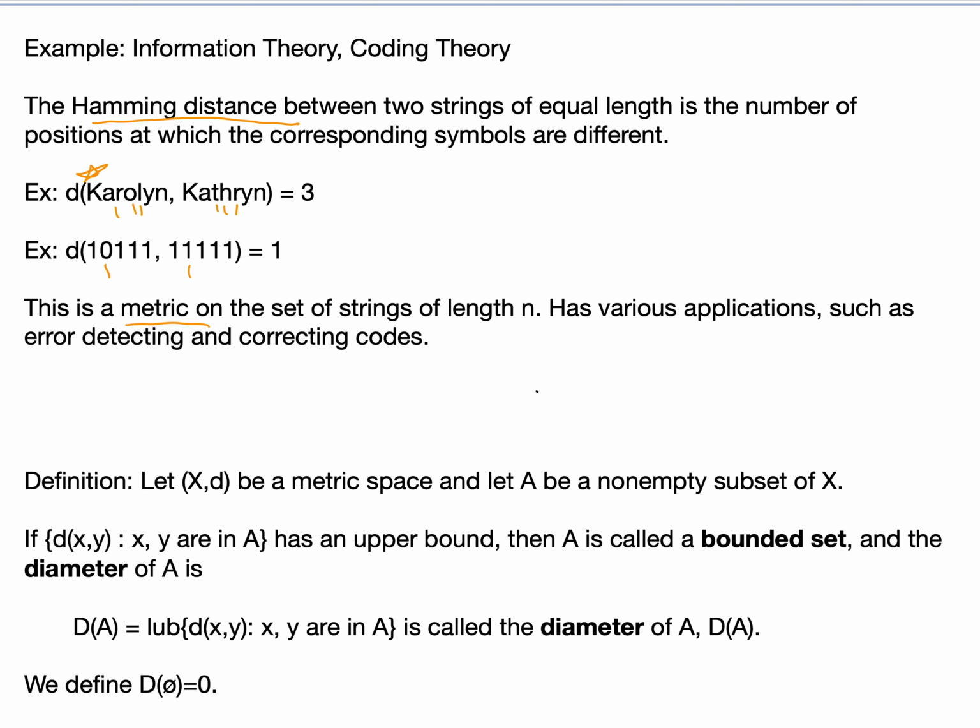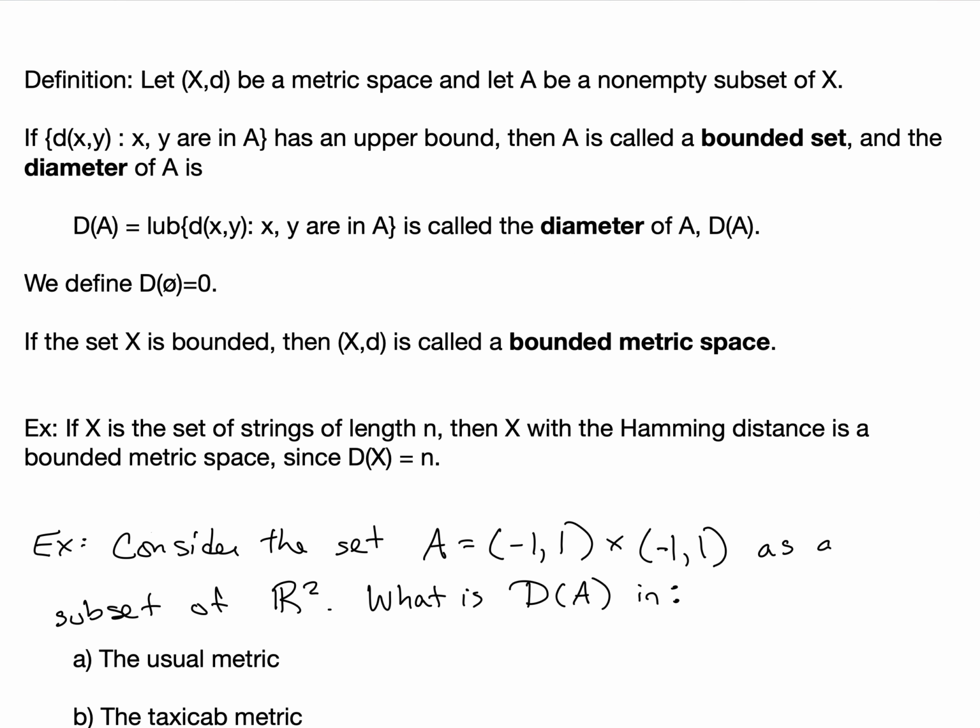Here is a new definition. Let (X, d) be a metric space and A be a non-empty subset of X. If the set of distances between x and y, such that x and y are in the set A, has an upper bound, then A is called a bounded set, and the diameter of A is given by capital D of A. The diameter of A is the least upper bound of the distances between x and y, such that x and y are in A. For completeness, we define the diameter of the empty set to be 0, and if the set X is bounded, then we call the metric space (X, d) a bounded metric space.